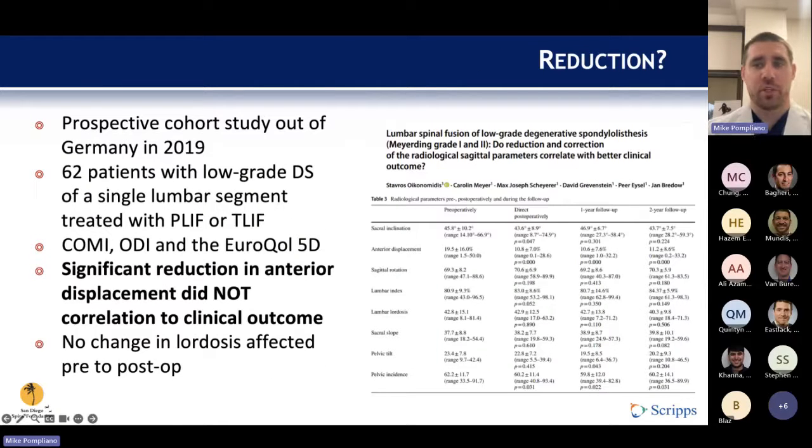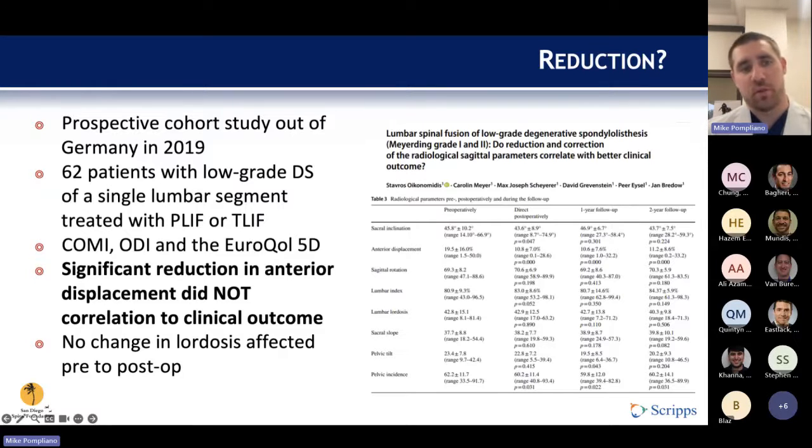With respect to reduction, obviously a hotly debated topic about whether or not it's needed, typically this can apply more for isthmic spondylolisthesis, where some of your slips may be a higher Meyerding grade, versus the degenerative spondylolisthesis, which are typically low grade.